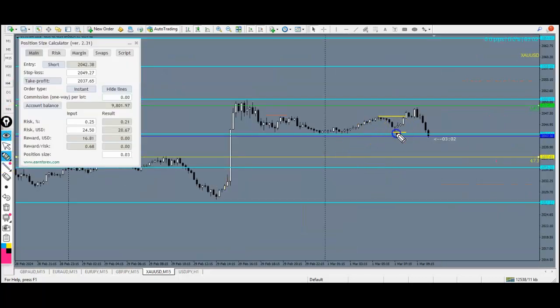With the break of this low here, I feel confident that price would either push up and then come to these targets here, or maybe even down to these lows here. So right now I want to place a trade at these levels and see if it will come all the way to this level.